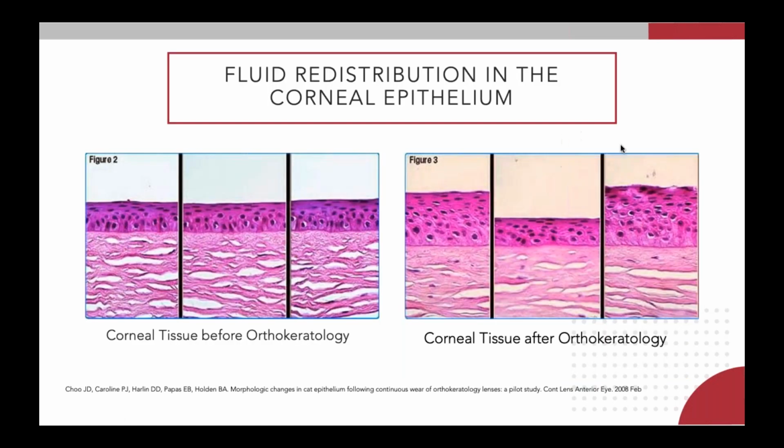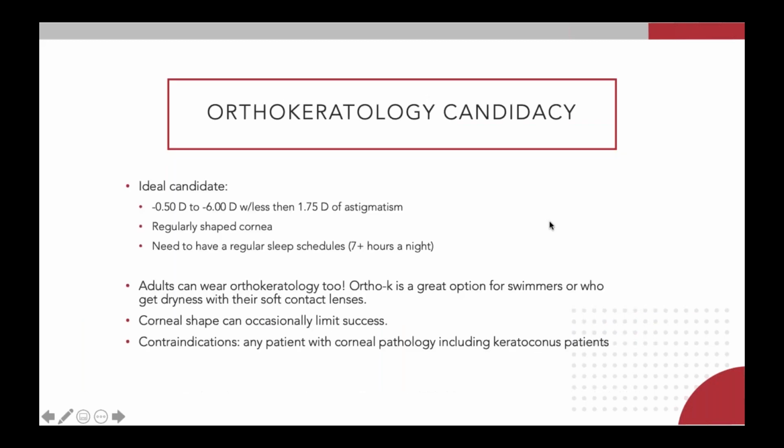So this is just some corneal tissue. This just is illustrating that it happens at the layer of the corneal epithelium. So the epithelium is the outermost layer of the cornea. It's stained with this darker purple color here. So as you can see, this is before orthokeratology and this is after orthokeratology. So the fluid is redistributed through gap junctions in the corneal epithelium to get this effect.